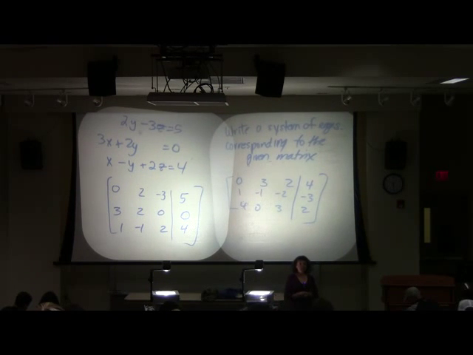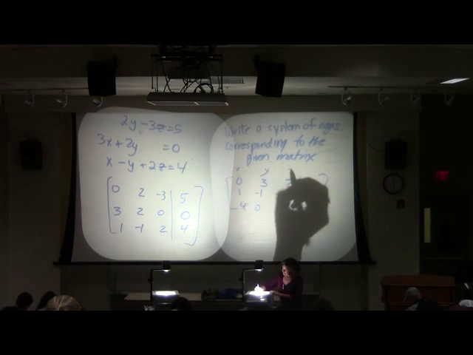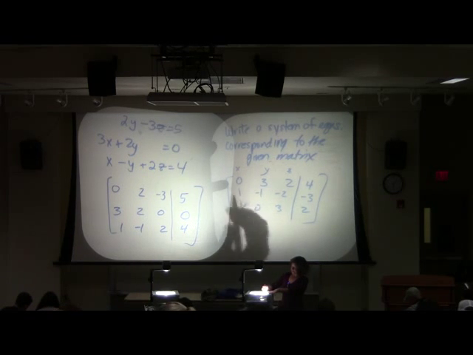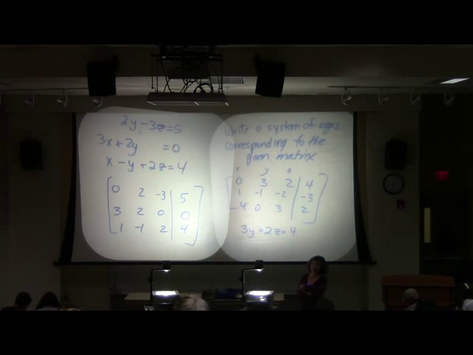Now, someone asked, do we have to use X, Y, and Z? No, you can use whatever letters you want, but typically that's what we use is X, Y, and Z. So then, what does my first row of my matrix become in terms of equation form? Good. 3y plus 2z is 4. If you put 0x, are you wrong? No, it's just pointless.